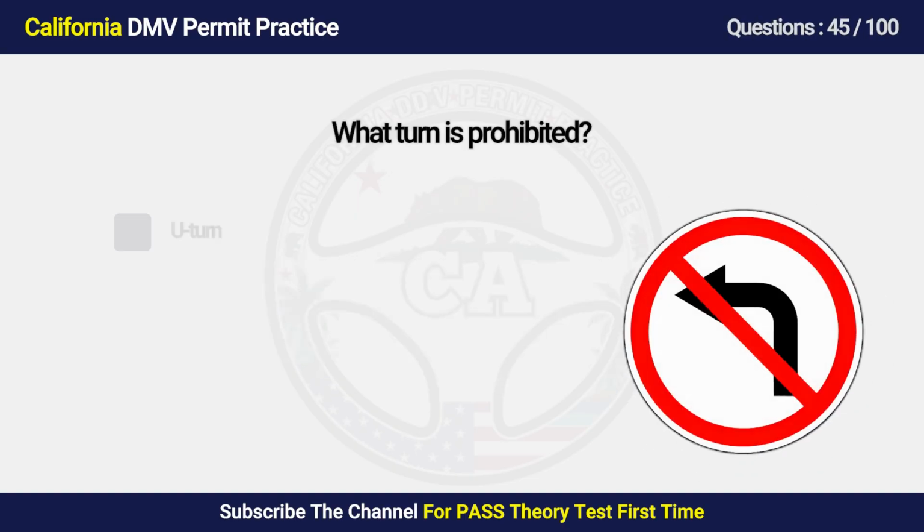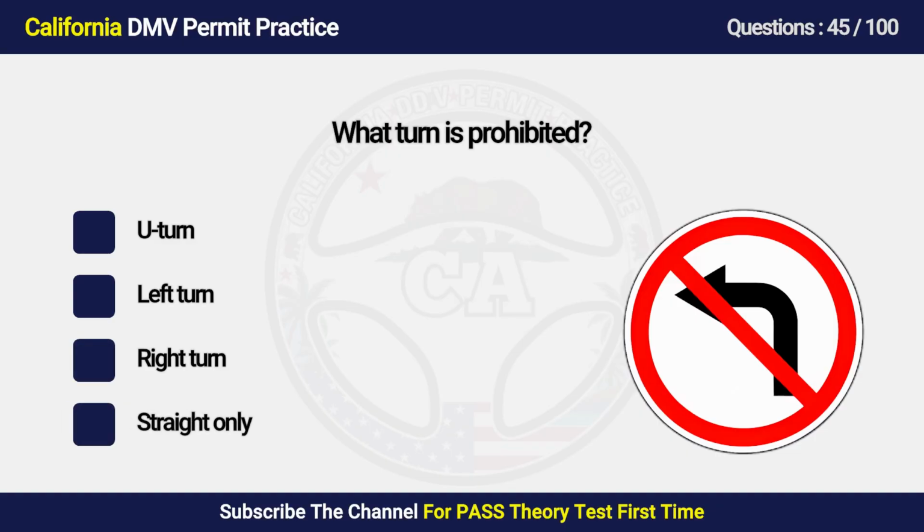Question 45. What turn is prohibited? A. U-turn. B. Left turn. C. Right turn. D. Straight only.